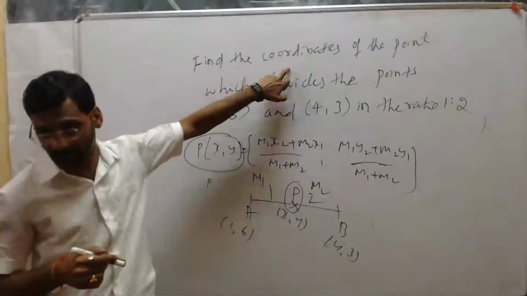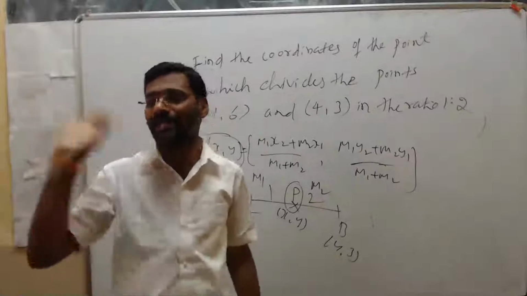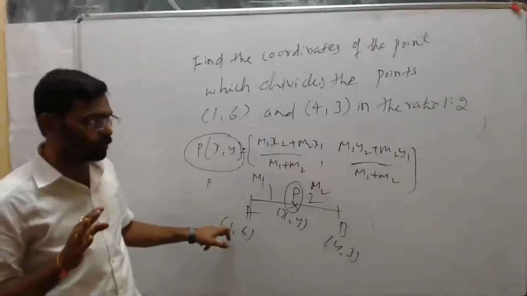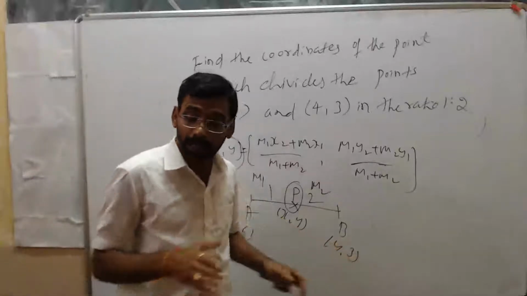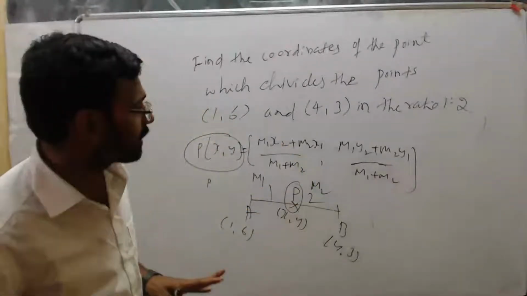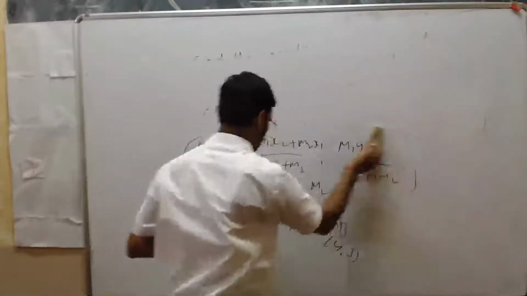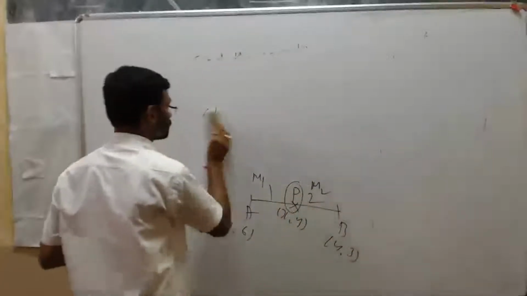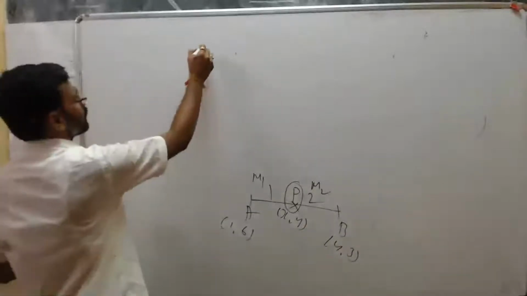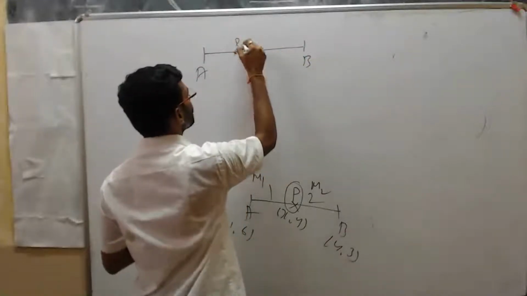Then we have to find the coordinates of the point that divides the line segment AB. We don't know the coordinates of P, because A is (1, 6) and B is (4, 3). In the ratio 1 is to 2, m1 is 1 and m2 is 2. Then find the coordinates of the dividing point.